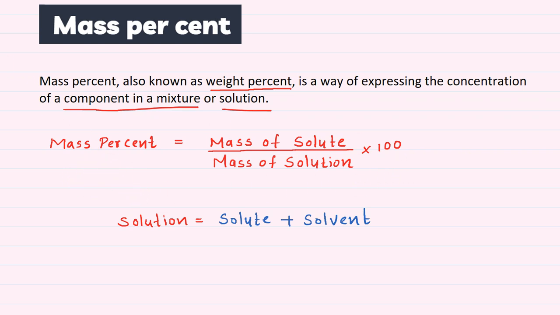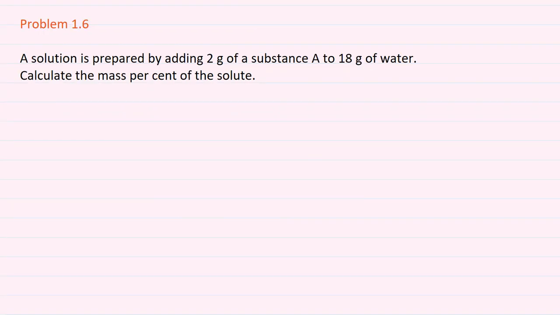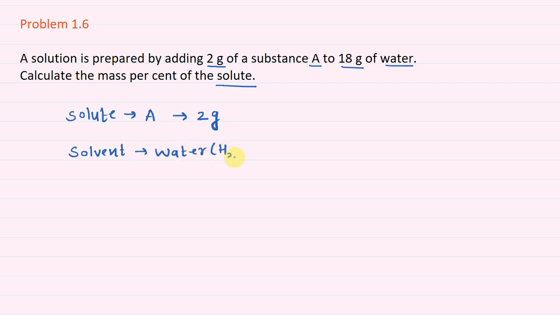Now let's solve the NCERT problems. Here is the in-text question. It says a solution is prepared by adding 2 gram of substance A to 18 gram of water. We are asked to calculate the mass percent of solute. First of all, we can say that solute here is A and it has mass 2 grams, and solvent is water here, that is H2O, it has mass 18 grams.